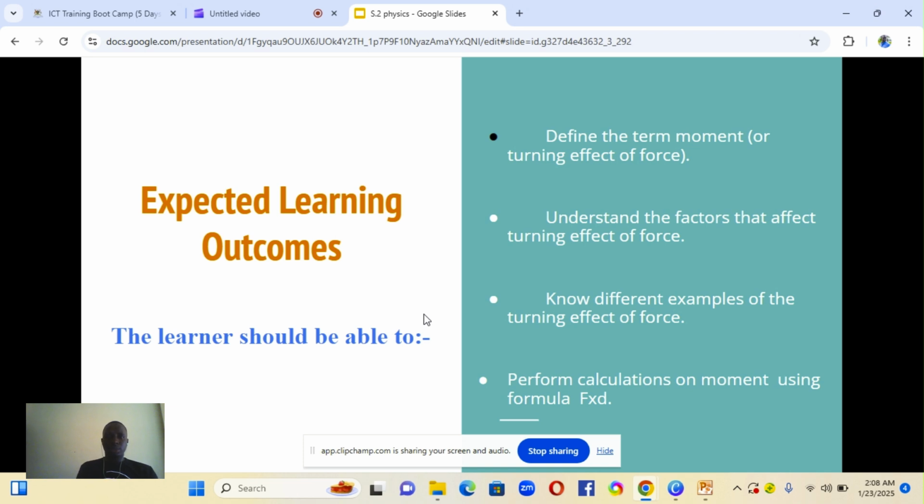After this lesson, we expect a learner to be able to define the term moments, or the turning effects of force. The learner should understand the factors that affect the turning effect of force, and know the different real life examples of the turning effect of force. You should also perform calculations on moments using the formula that we're going to see as we proceed in our lesson, which is force times distance, FD.